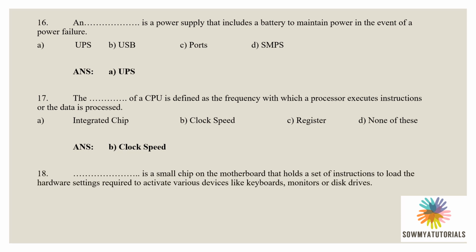Then the next question, 18th question. Dash is a small chip on the motherboard that holds a set of instructions to load the hardware settings required to activate various devices like keyboard, monitor, and disk drives. Options are A, slot; B, port; C, BIOS; D, CMOS. So what is the correct answer? The correct answer is BIOS.